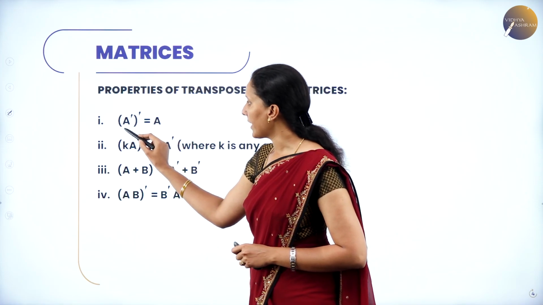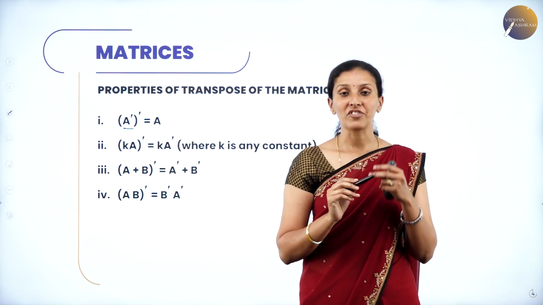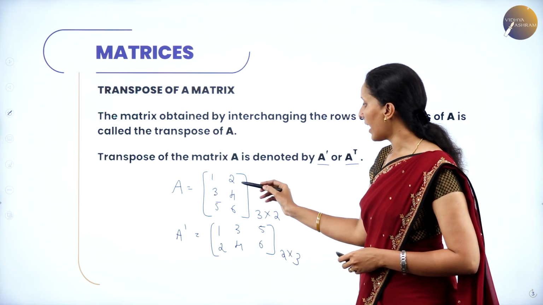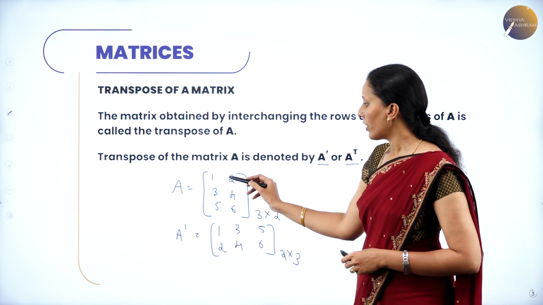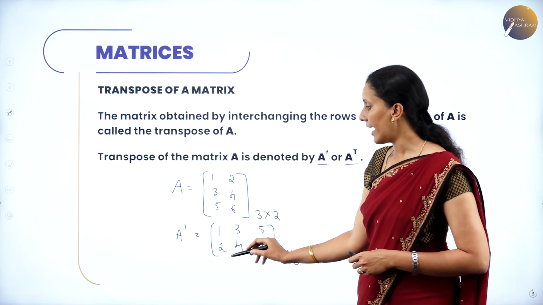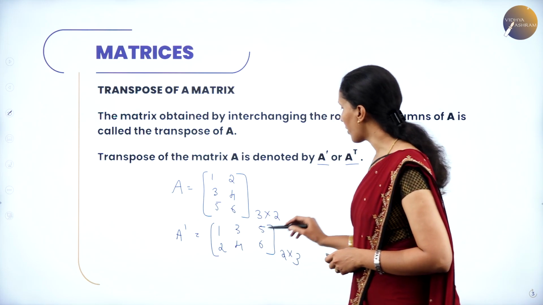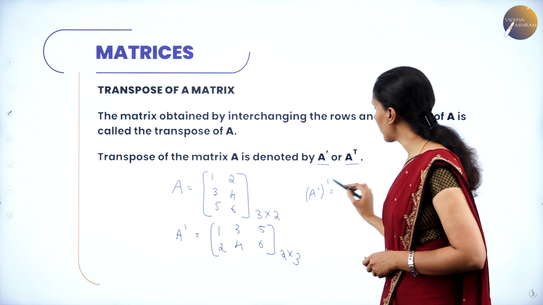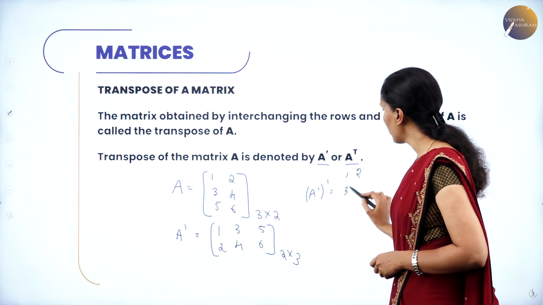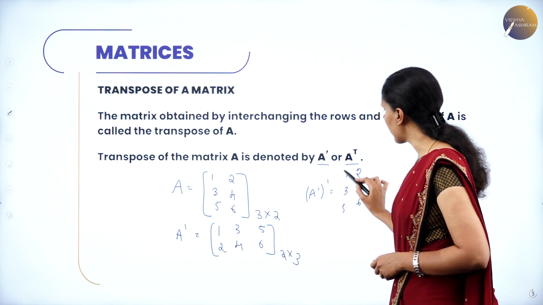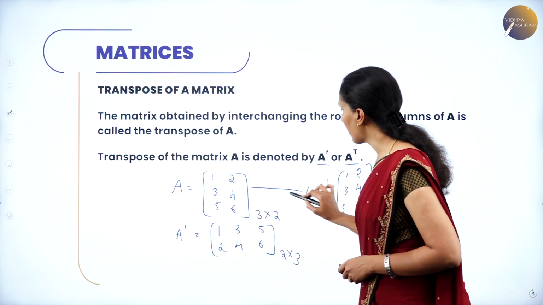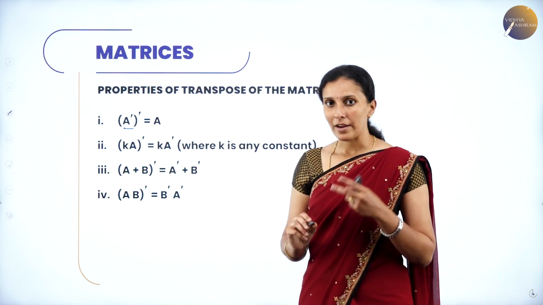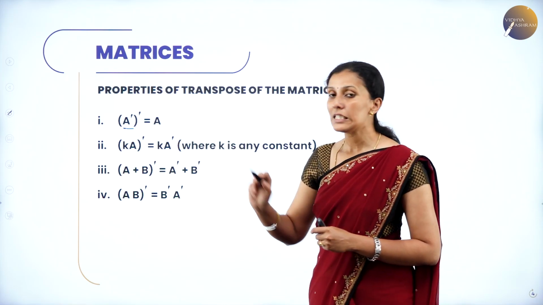So the first property says if you transpose the same matrix twice, you will get back the matrix A. So I have taken an example of A and A dash here. If A is transposed, we get A dash. Now suppose A dash is also transposed, it is called A double dash, correct? Now let us transpose this. Then it will become 1, 2, 3, 4, 5 and 6. So this is the new matrix which is equal to A only. Therefore, when you transpose a matrix twice, you will get back the same matrix.